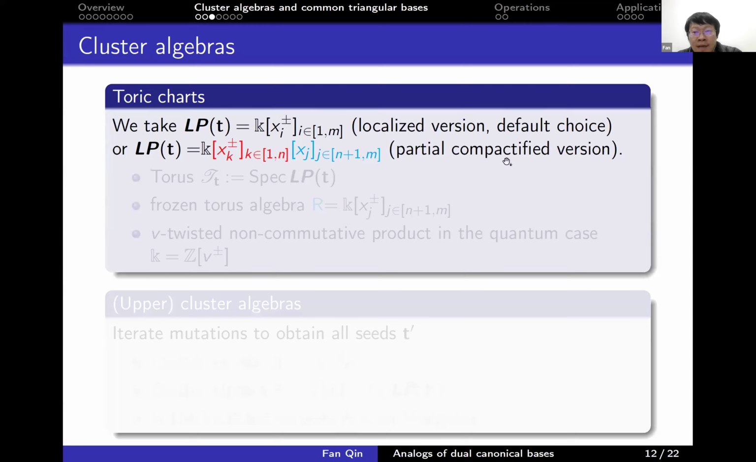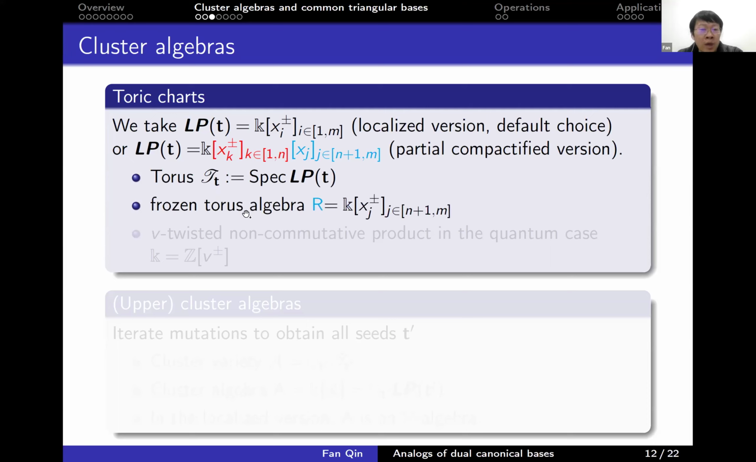Or there's a partial compactified version. So you compactify the frozen one. So here for the xj, you do not take the inverse. So this means that you allow them to be 0. So in the first part, xj cannot be 0, right? If you take the spectrum, the first one is a rank M split algebraic torus, and the second one is a partial compactification. So this will be our torus T.